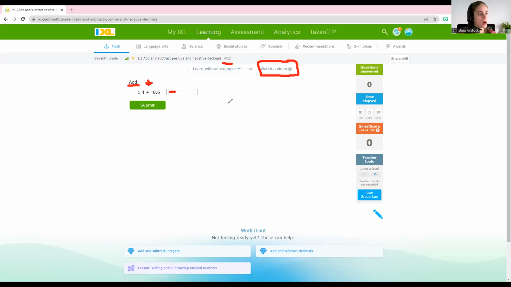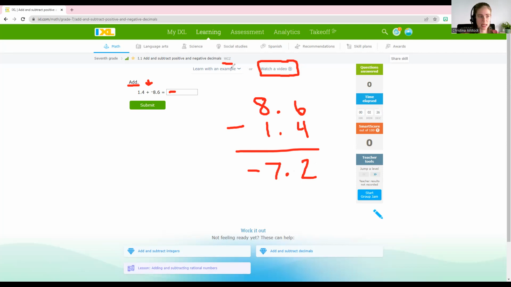All right, because we're subtracting, we need to put our larger number first. So we have 8 6/10 minus 1 4/10. And we've lined up our decimals. We don't need to fill in any blanks with zeros because they have matching place values. 6 minus 4 is 2. Bring down your decimal point. 8 minus 1 is 7. And as we had said earlier, our answer is negative. So it would be negative 7 2/10.